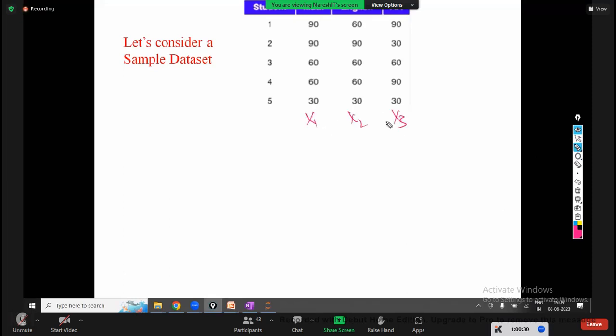And this dimension reduction is applied only on the input columns, not on the output column. This concept is applied only on the input in order to reduce the number of input features. Now I'm having the 3 columns.